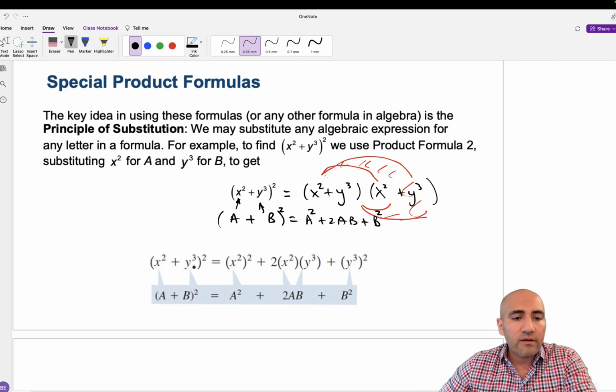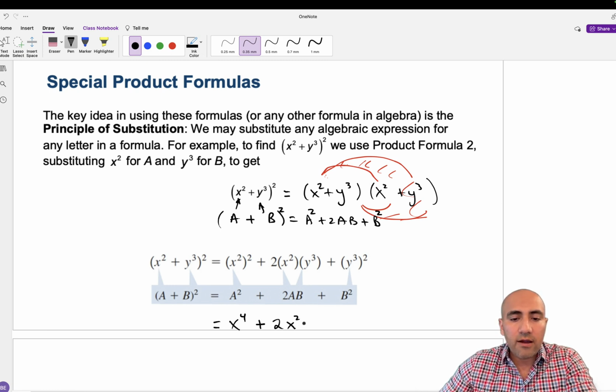So (x squared plus y cubed) raised to the power of 2. The a is this x squared, the b is the y cubed, and so it expands this way: a squared, right? Then from there we can simplify it and say our final answer is going to be x to the power of 4 plus 2x squared y cubed plus y to the power of 6, right? So it's just a nice little shortcut to foiling in this case.